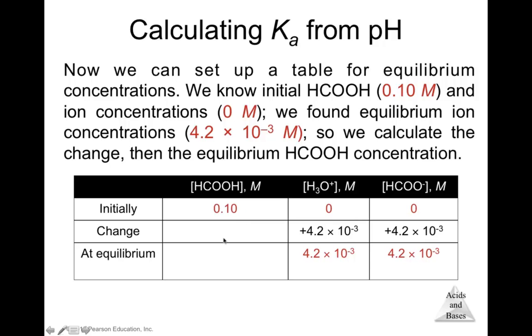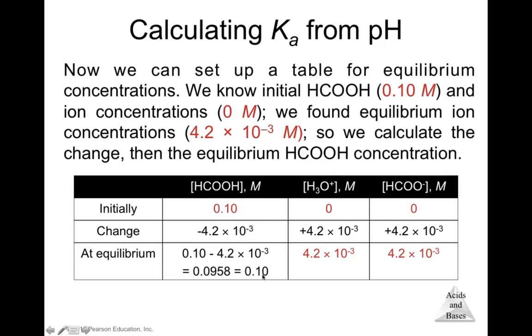What was the coefficient of the reaction? It was 1 to 1 to 1. So that means that this change is also the change for the formic acid, but this is a reactant. So that means it's going to be this value, but negative. Okay? So now at equilibrium, we must subtract this value minus this one, and it's going to be 0.0958.